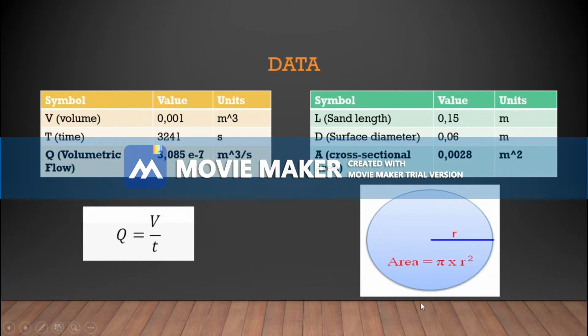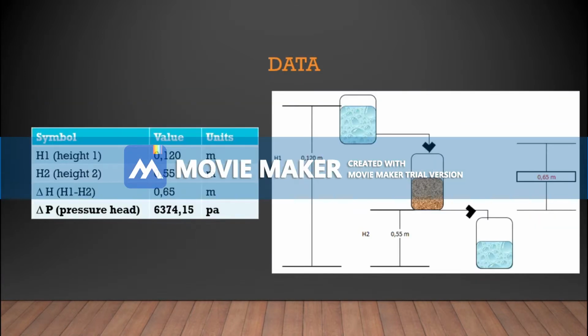On the other hand, the space that the sand occupied in the cylinder that contained it was measured, and with the diameter we can find the cross-sectional area. Finally, by the difference of the height taken, we can find the pressure head and we convert it to the proper units.